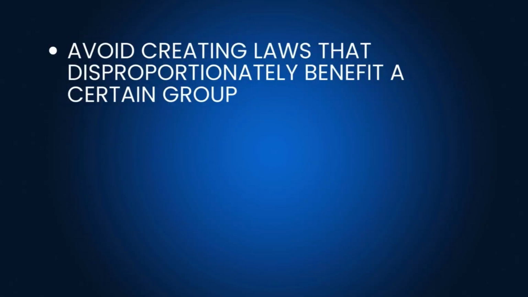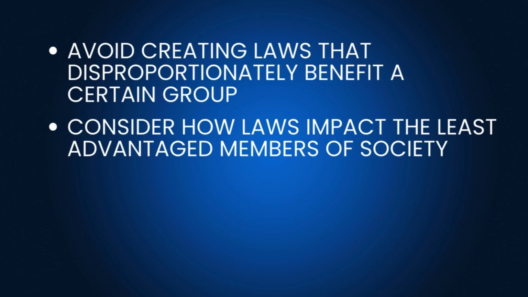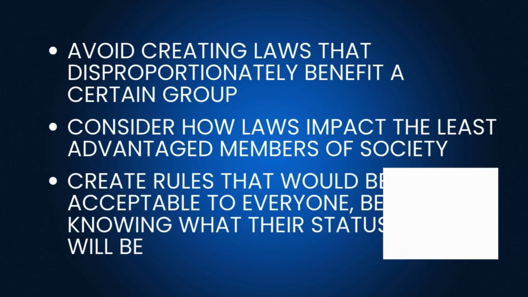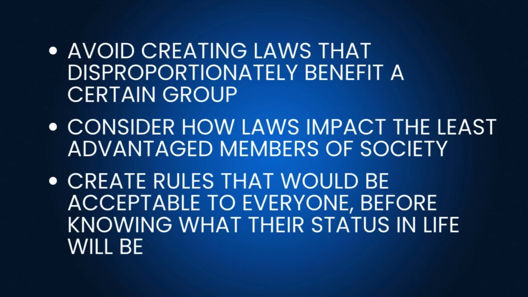Rawls believes that laws should be created by lawmakers by considering themselves to be behind the veil of ignorance. That means lawmakers should avoid creating laws that disproportionately benefit a certain group, consider how laws impact the least advantaged members of society, create rules that would be acceptable to everyone before knowing what their status in life will be. This leads Rawls to develop two principles of justice.